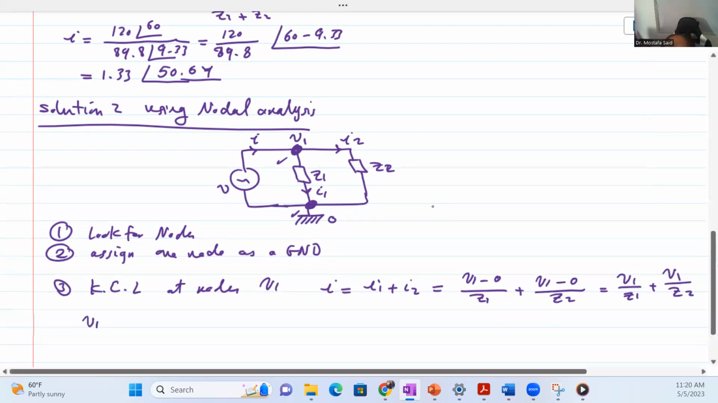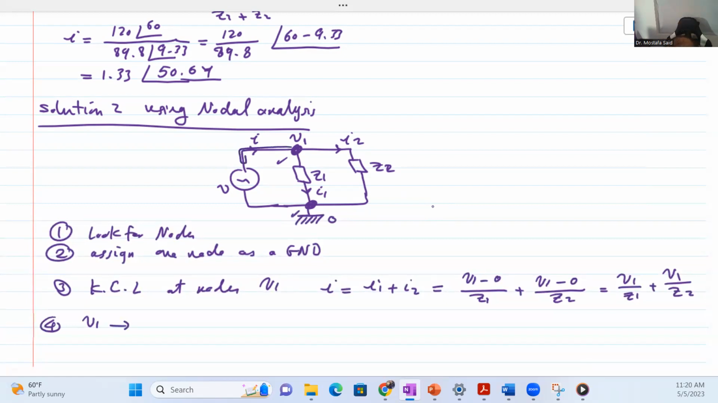What is V1? Actually, this is very simple because V1 is actually V, because guys, this is one node. As we learned in maybe our first lecture in this course, any wire is just a short circuit, just a node. We don't care about the geometry or how we draw a wire. It can be drawn in any way, and all of them are just one node. So V1 is actually V, which is 120 angle 60.